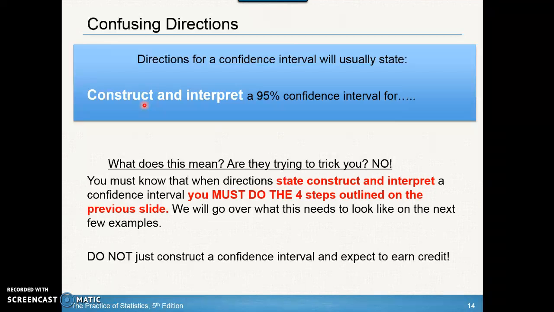Now, when you see those directions, you have to understand exactly what they're asking you to do. It's literally not just putting down a confidence interval, because if you just put down the confidence interval, then you're going to be incorrect. All right, so what do these directions actually mean?